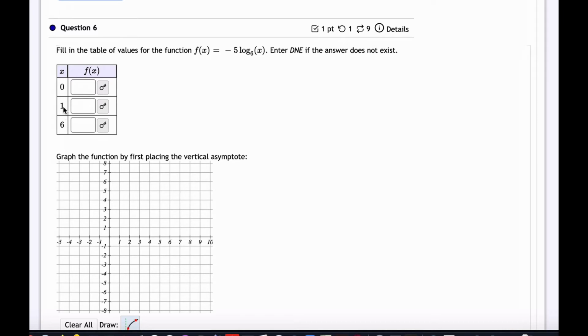So the idea with this guy, what I'd like you to do is try plugging in these 3 values. I think one of these 3 you'll see is undefined. If it's undefined, it says to type in DNE. Maybe I'll just tell you, for any base, the log base b of 0 is undefined. You cannot put 0 into a logarithmic function.